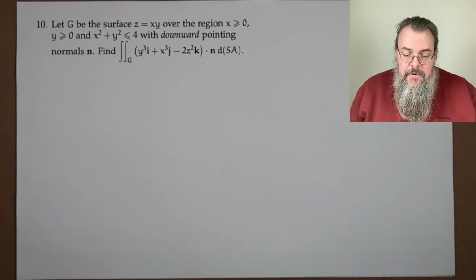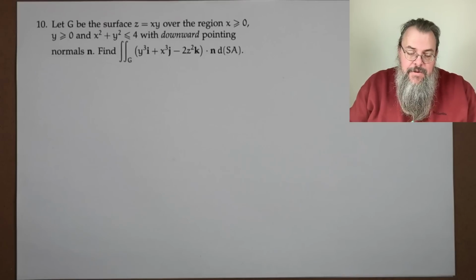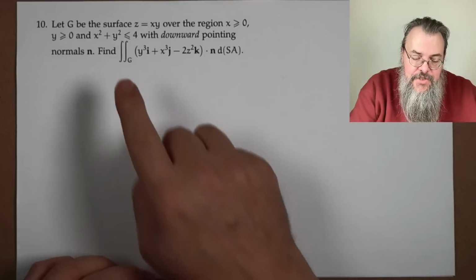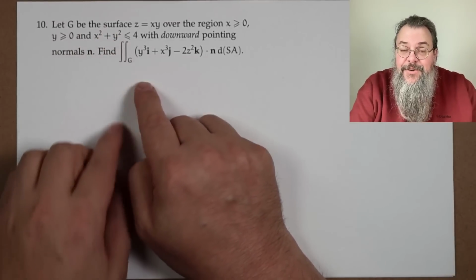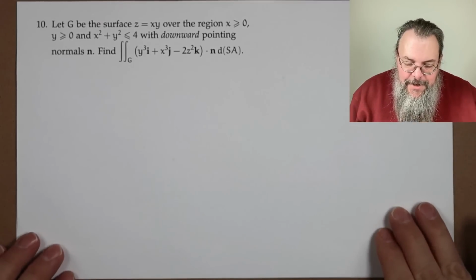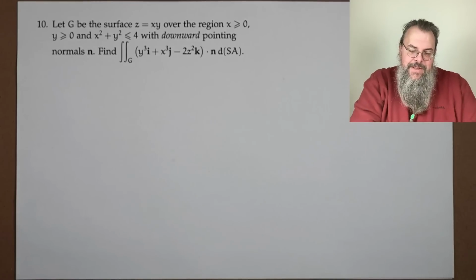Let G be the surface z equals xy over the region x greater than or equal to 0, y greater than or equal to 0, and x squared plus y squared less than or equal to 4 with downward pointing normals n. Find the integral on G. So remember, G is a surface, so this is a surface integral. So we get to do surface integrals. Woohoo! Yes! Okay, all right. Oh, wait, hold on. Let's hold our enthusiasm back. Let's see where this is going.